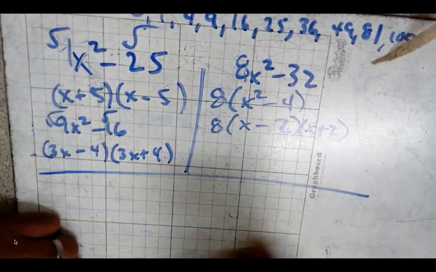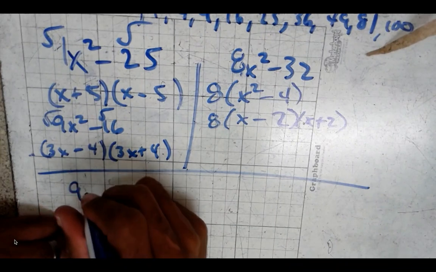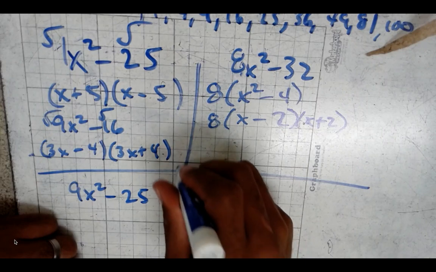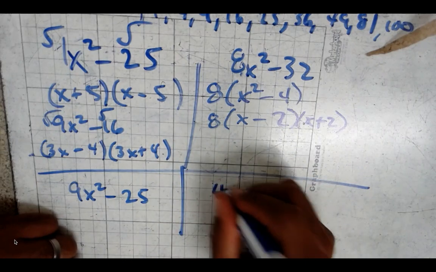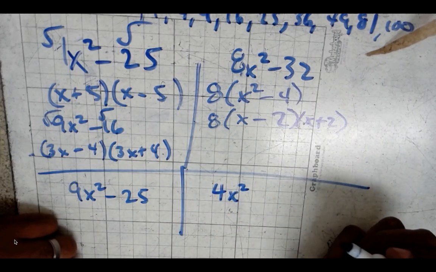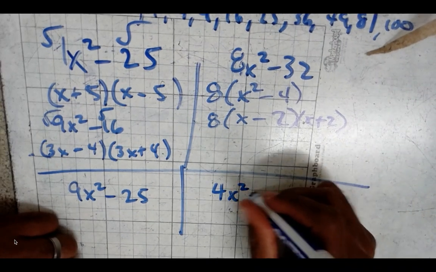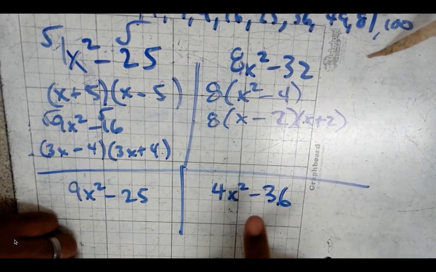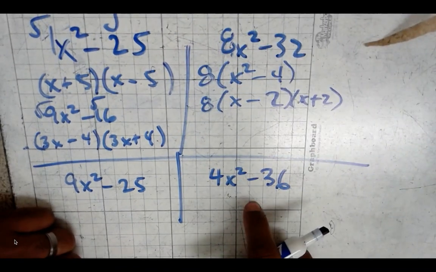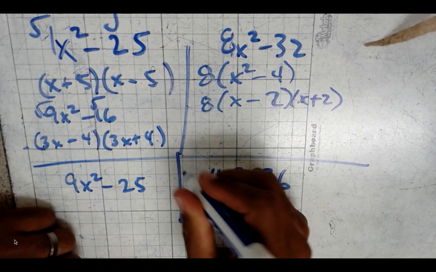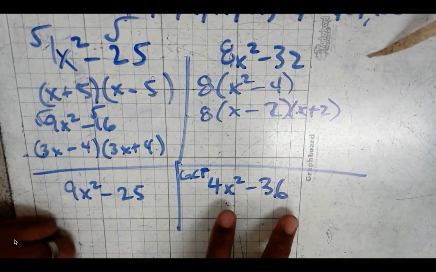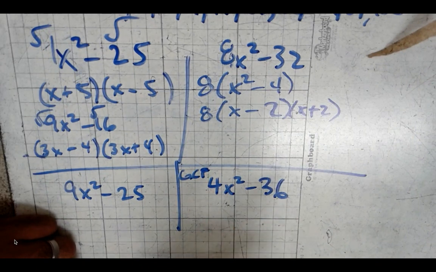All right, so the two I want you guys to do are 9x squared minus 25, and then you're going to do 4x squared, let's see, minus 36. And by the way, look for a common factor here. Look for GCF first before you do that perfect squares. So I know those two are perfect squares, but I still want you to look for a GCF first.